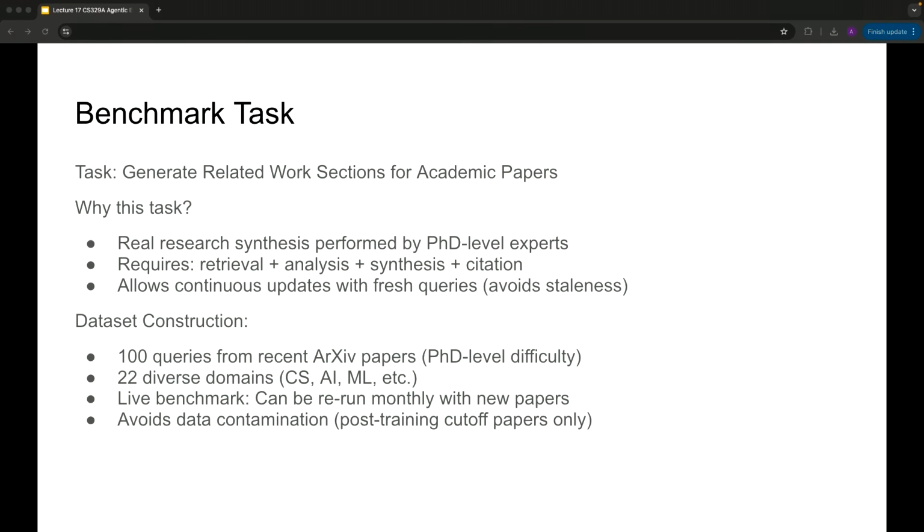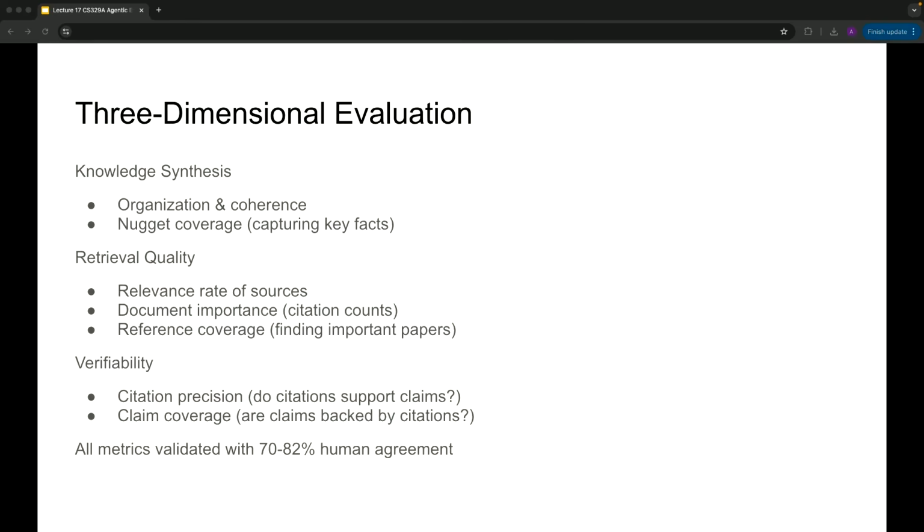The way they went about constructing this data set is they used recent arXiv papers with PhD level difficulty across 22 domains, and they rerun it monthly with new papers, so it stays live, so it's very nice in that respect as well, and it avoids data contamination. They only look at papers that are post-training of a major model, so that's very nice.